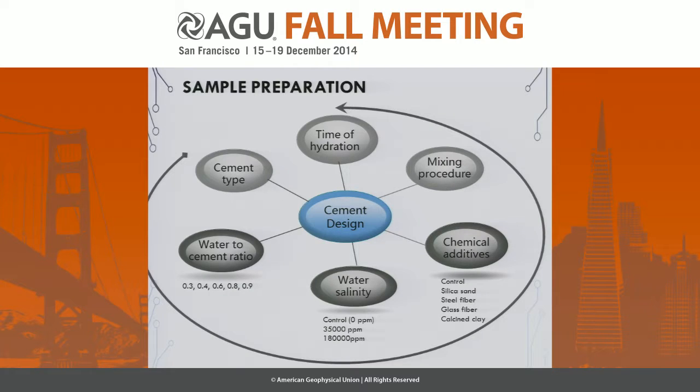Sample preparation. This picture shows the key factors of a cement design, including the cement type, the water to cement ratio, water salinity, chemical additives, the mixing procedure, and the time for the hydration. So in our experiment, we use the same type of cement and go through the same mixing procedure and give the samples the same amount of time for the hydration. Which makes the top three parameters constant and leaves the bottom three parameters as the variables. The samples were made with different water to cement ratio and different water salinity, also different chemical additives.